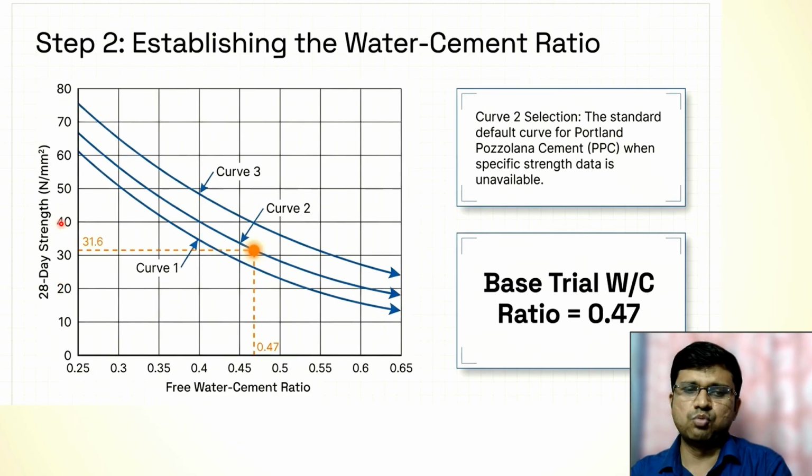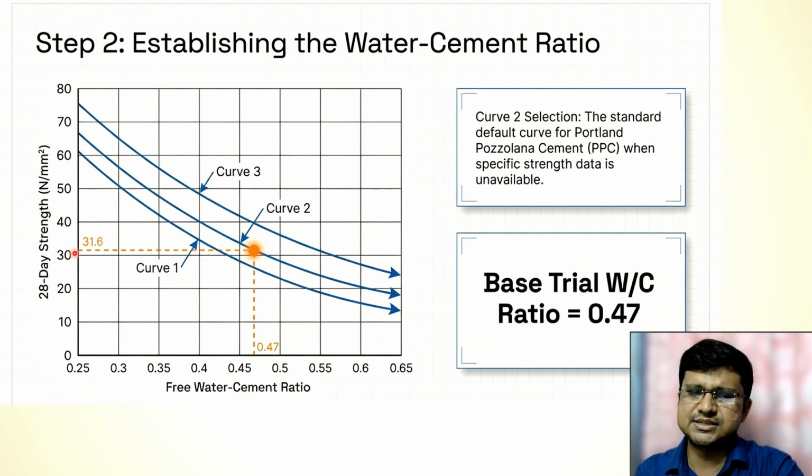Now on the y-axis there is the 28 days compressive strength of concrete. Our target strength is 31.6 and we will consider curve 2 because it is applicable for PPC when sufficient cement data is not available to us. So the target value is 31.6. From this particular value, we will draw one horizontal line and it will cut curve 2 at this particular point. From this point, we will draw one vertical line and it will cut the x-axis at this point, for which the water cement ratio is 0.47. So the water cement ratio for our base trial will be 0.47.